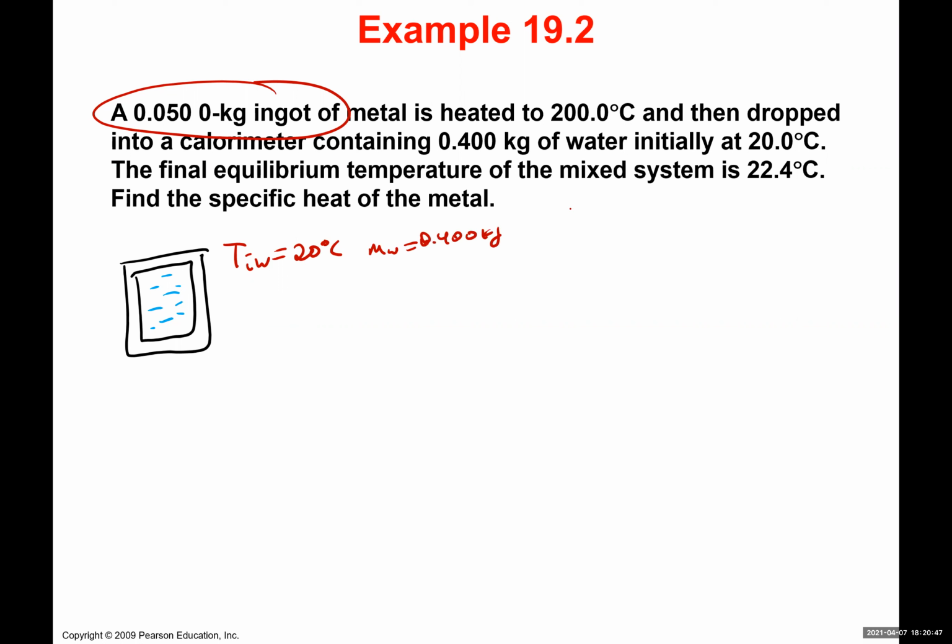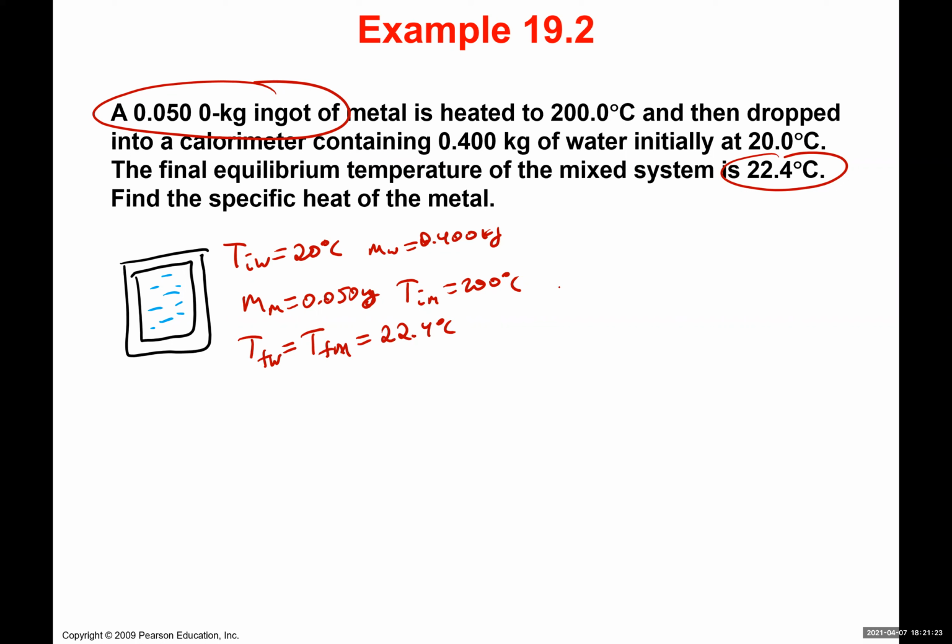Then we have this 50-gram ingot. So mass of the metal, I'm going to put M for metal, is 0.05 kilograms. Initial temperature of metal is 200 degrees Celsius. And once we mix them up, the final temperature is 22.4 degrees Celsius. And then the T final of the water is going to be the same as T final of the metal, and that's 22.4 degrees Celsius.